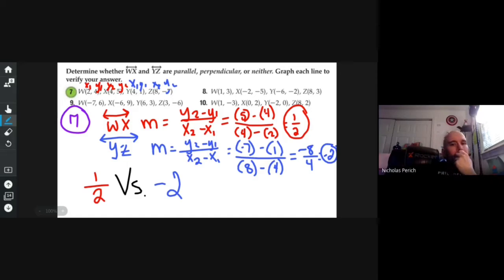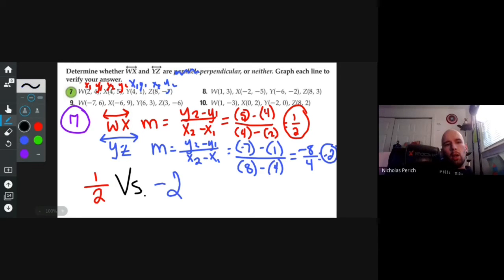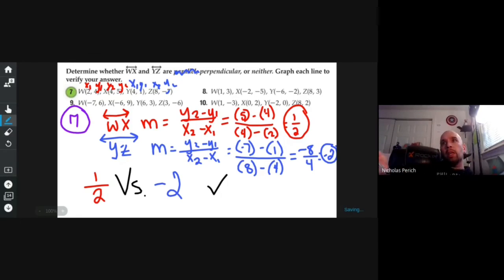Well, before I unleash the results, only 3 of you voted. I have 1/2 and I have -2. Parallel lines have the same slope. So are these parallel? No. Perpendicular slopes are negative reciprocals of each other. So a negative reciprocal is one is positive and the other one's negative. Check. The other part of being a negative reciprocal is one is the flipped version of the other. I have 1/2 and I have 2.